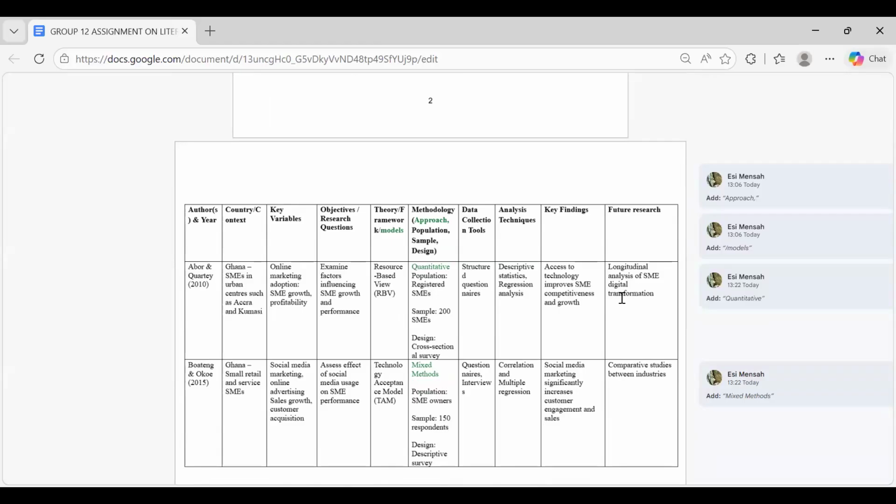And we use information from this table also in chapter 4. When we get to chapter 4, hopefully by the end of this lecture, I'll show you how this same table can help you write chapter 4 and write it well. Does it make sense so far?